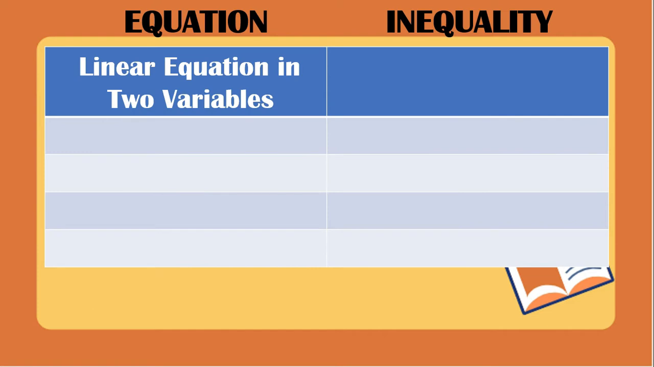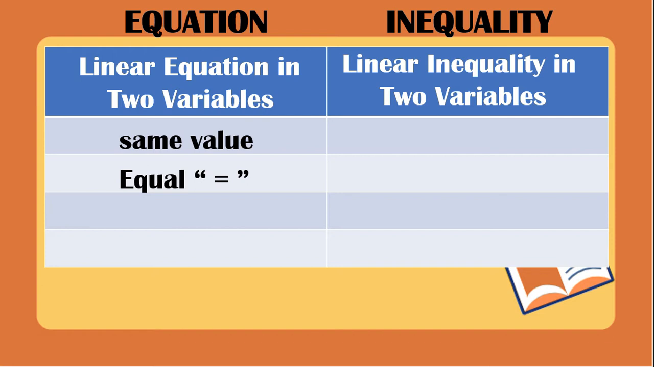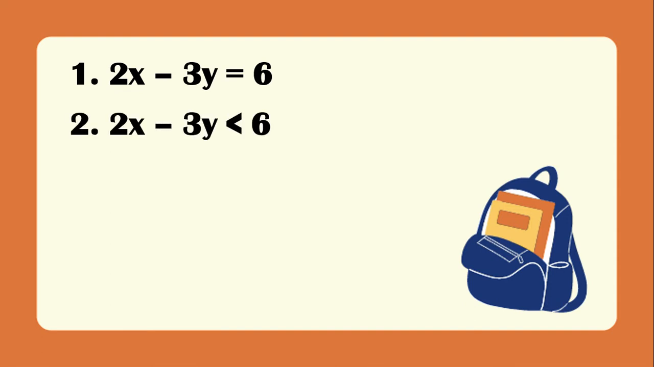In linear equation in 2 variables, they have the same value. So we are using the symbol equals or equal sign. In linear inequality in 2 variables, they have different values. So we will be using greater than, less than, greater than or equal to, less than or equal to, or the symbol of not equal. We will have the examples 2x minus 3y equals 6, 2x minus 3y less than 6, and 2x minus 3y less than or equal to 6.